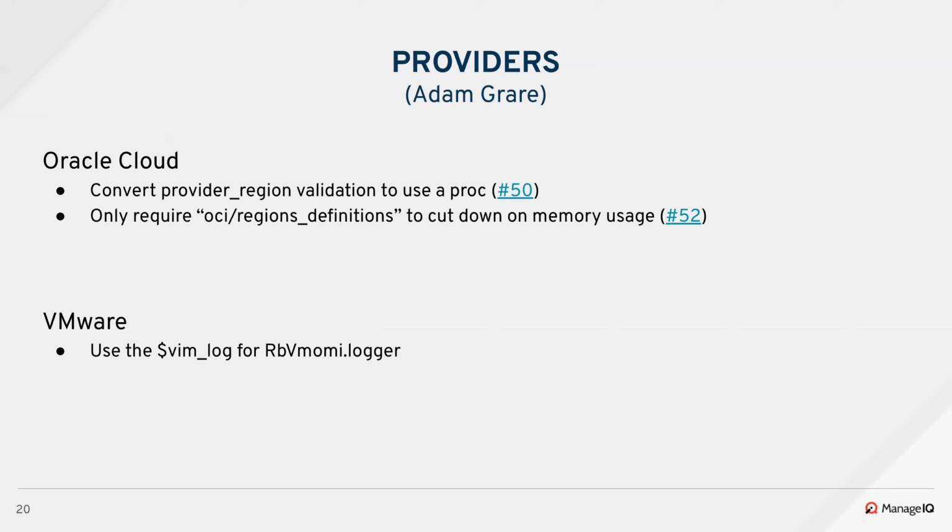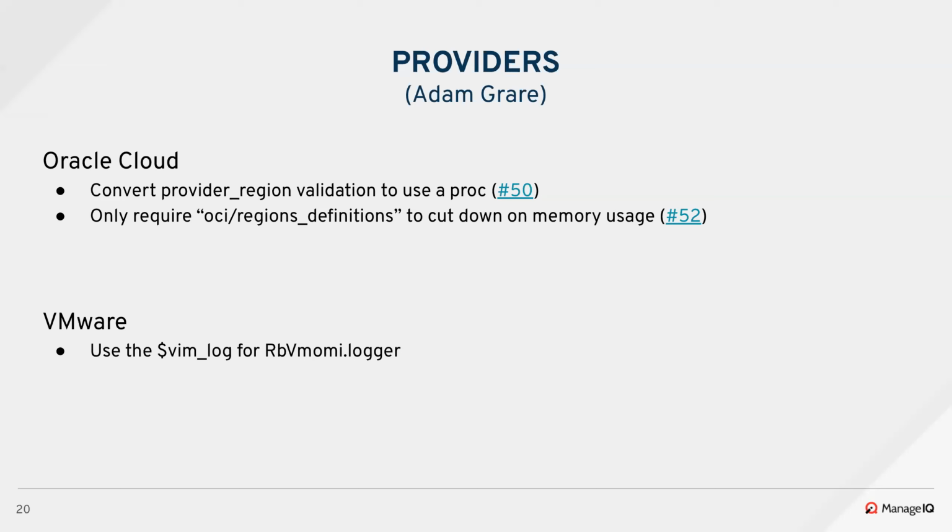And for Oracle Cloud, we found that it was using an insane amount of memory when it loaded the gem. The provider region validation was essentially loading tens or hundreds of megabytes of memory when it loaded the gem. So we switched that to use a proc so that it gets delay loaded, and only when it actually has to use the validation. In addition to that, we also only require the specific regions definitions. This drastically cuts down memory usage to a few K as opposed to a few hundred meg.